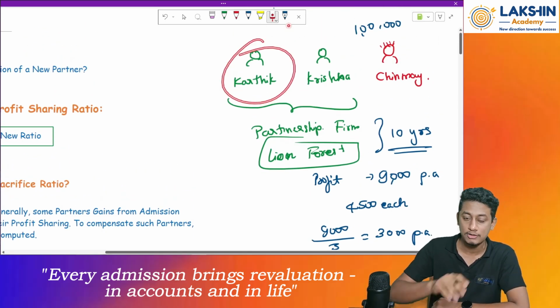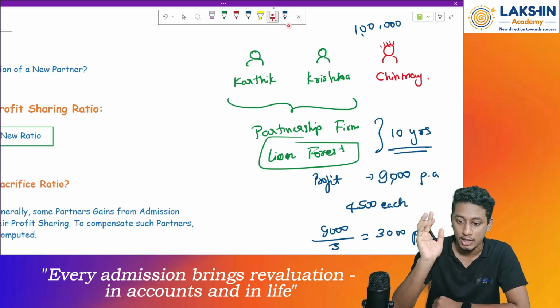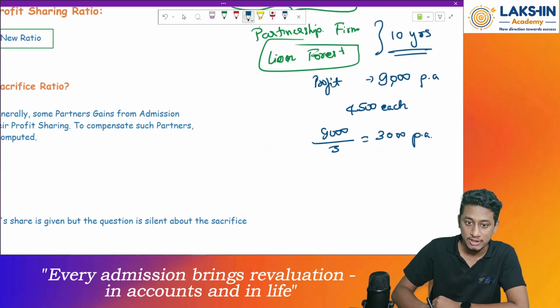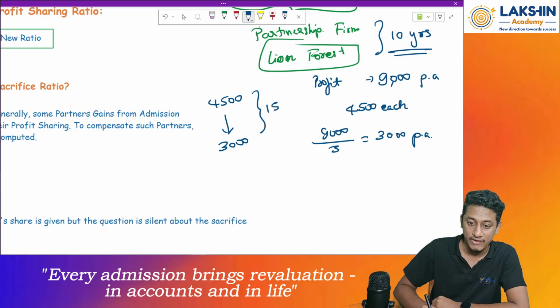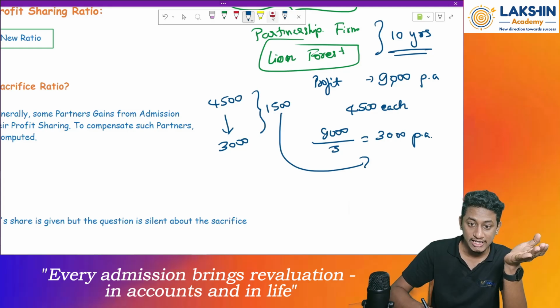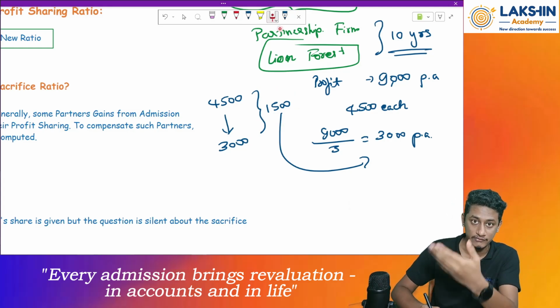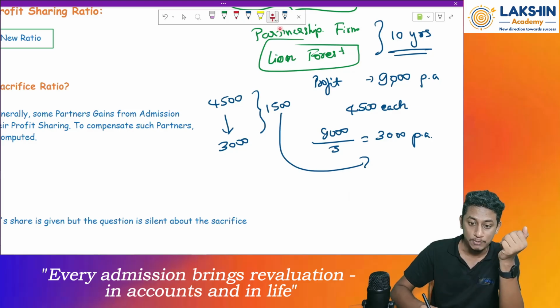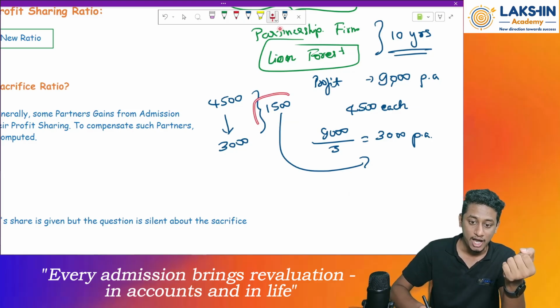Karthik says that I want to get some compensation for that. See, because Karthik is letting go how much? From 4,500, his profit has reduced to rupees 3,000, right? So basically 1,500 rupees he has let go. Why? To pay whom? To pay Chinmay. For this he needs some compensation, right? Because from next year onwards, when Chinmay comes into the firm, the profit of Karthik and Krishna both will reduce by rupees 1,500.